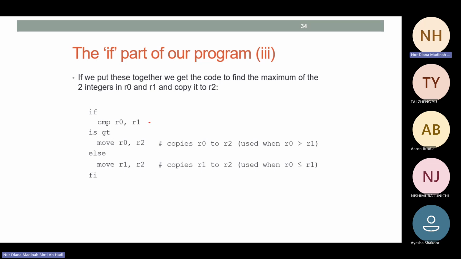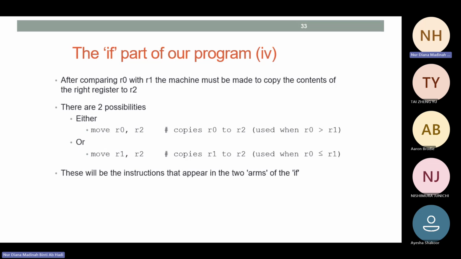So we have our compare, and then check our condition. If it is greater, you will move your value from R0 to R1, because your R0 is bigger than R1. And then you will move this value into your R2. This is where your R2 will store your maximum value. If not, it will use the value in R1 to put in your R2. And then you end your else construct.